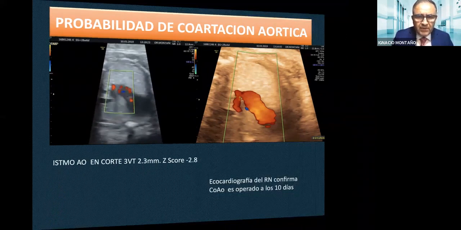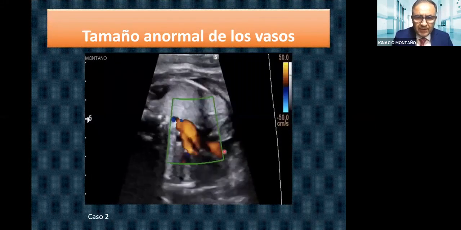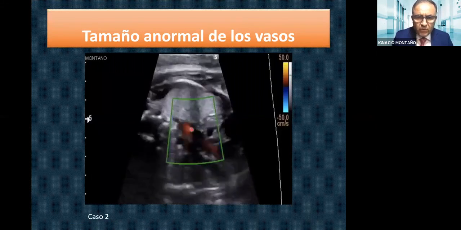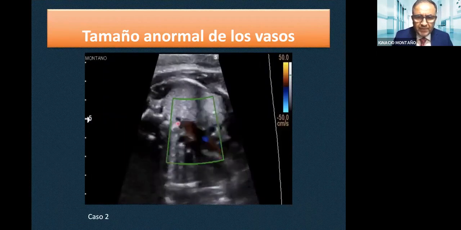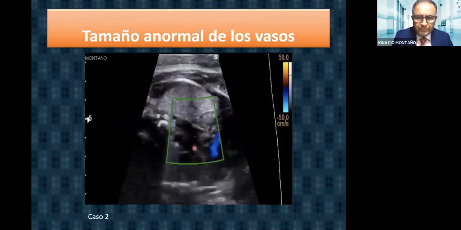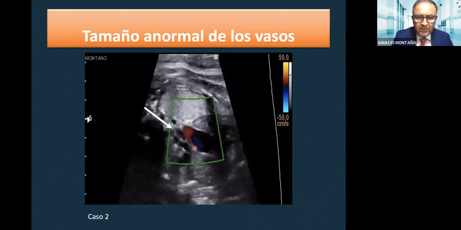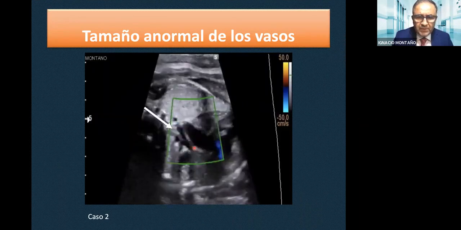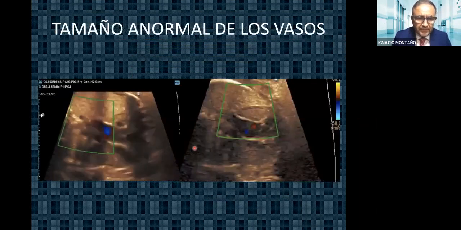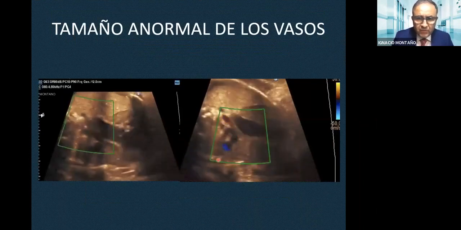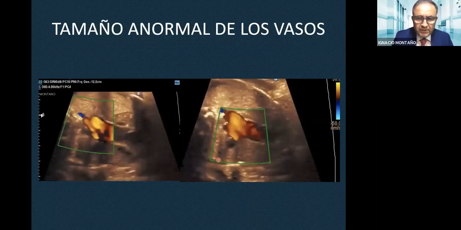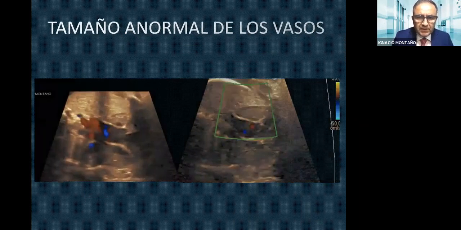Another case of abnormal vessel size, very similar to the previous case. We see a transverse aortic arch with a smaller diameter. There was even reverse flow at the level of the aortic isthmus. There you can see that the transverse aortic arch has a smaller diameter and there is turbulent flow within it. This is a critical aortic coarctation. The diagnosis of an aortic coarctation was also confirmed as well.